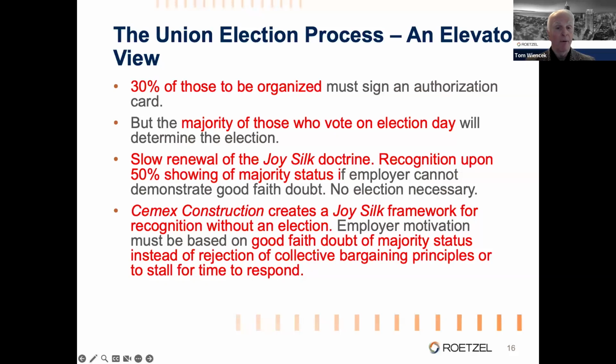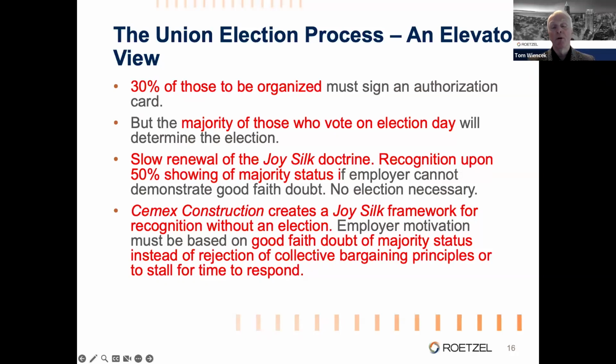But here's something that's an important nuance. The majority of those people who vote on election day determine the election. So if you have 100 employees and only 3 of them show up for the election, 2 of them vote for the union, 1 votes against, that's a majority vote, and the entire 100-person bargaining unit is now recognized by the union, and you have an obligation to bargain with the union. So that's essentially how the election process works if you're doing a formal election.